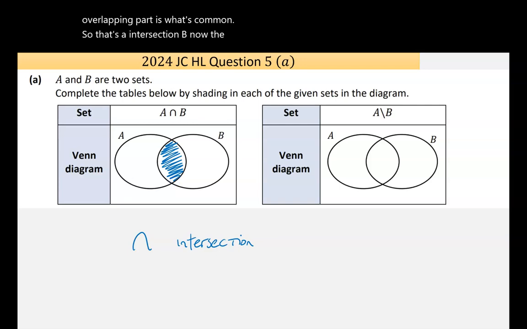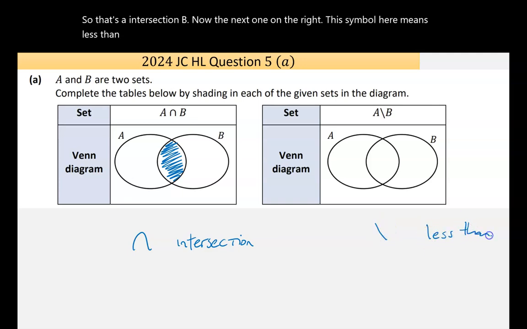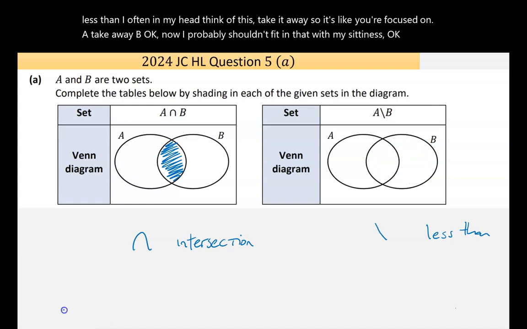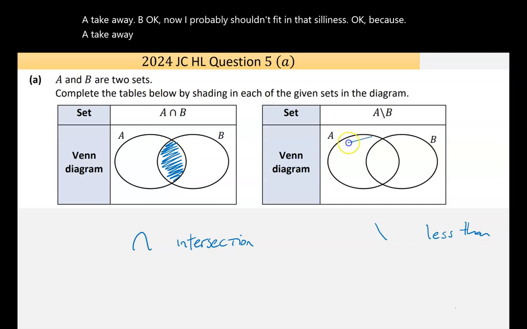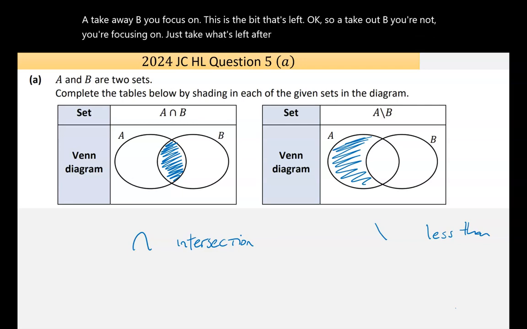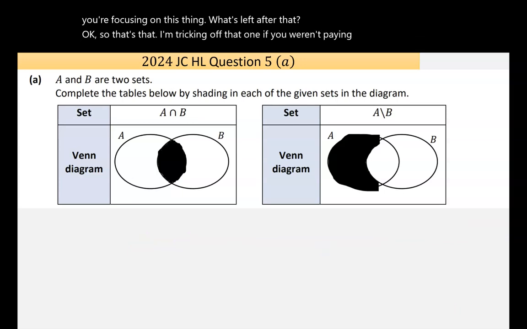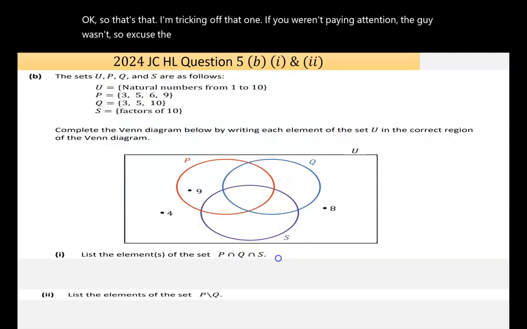Now the next one on the right, this symbol here means less than. I often in my head think of it as take it away. So it's like you're focused on A, take away B. Okay, now I probably shouldn't fill in that. That's my silliness. Because A, take away B, you're focused on this is the bit that's left. So A, take out B. So you're focused on just what's left after that. Tricky enough that one, if you weren't paying attention like I wasn't. So excuse the bad drawing on the actual answer.